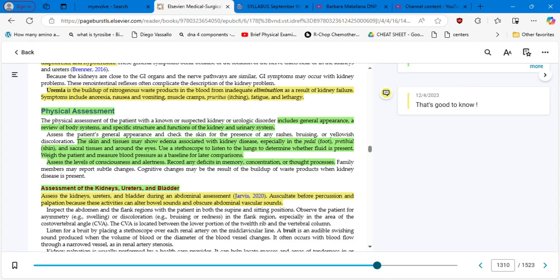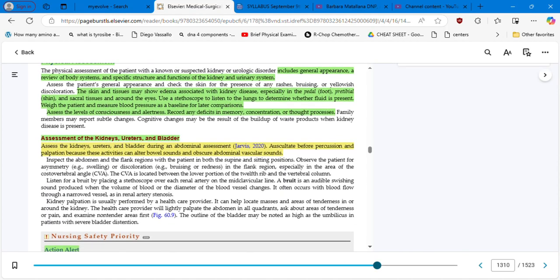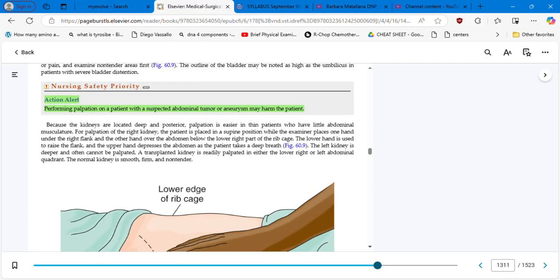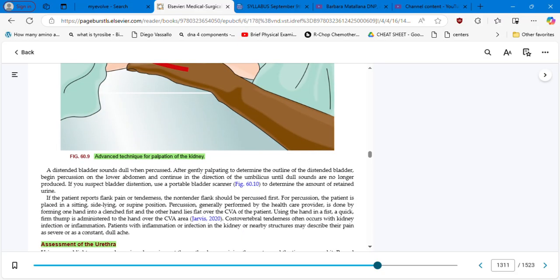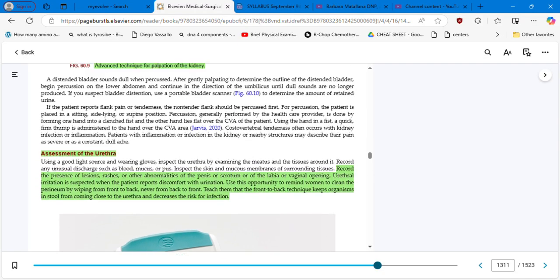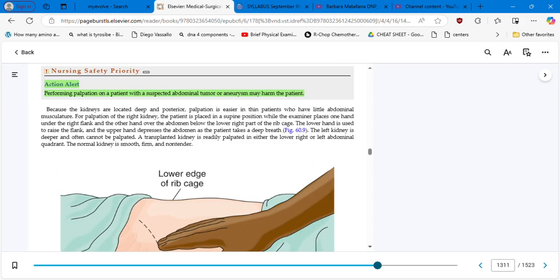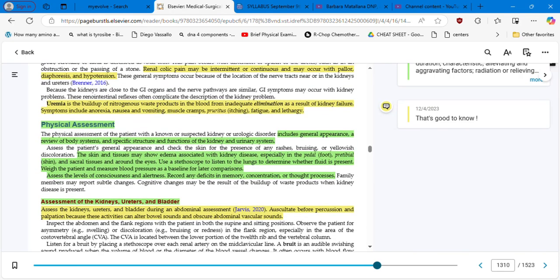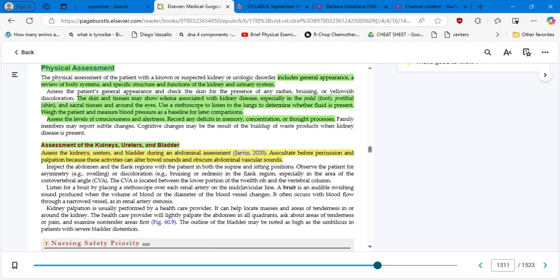So we are going to stop here, okay? And when we come back, we are going to get deep into the physical assessment. That's important, okay? Thank you.